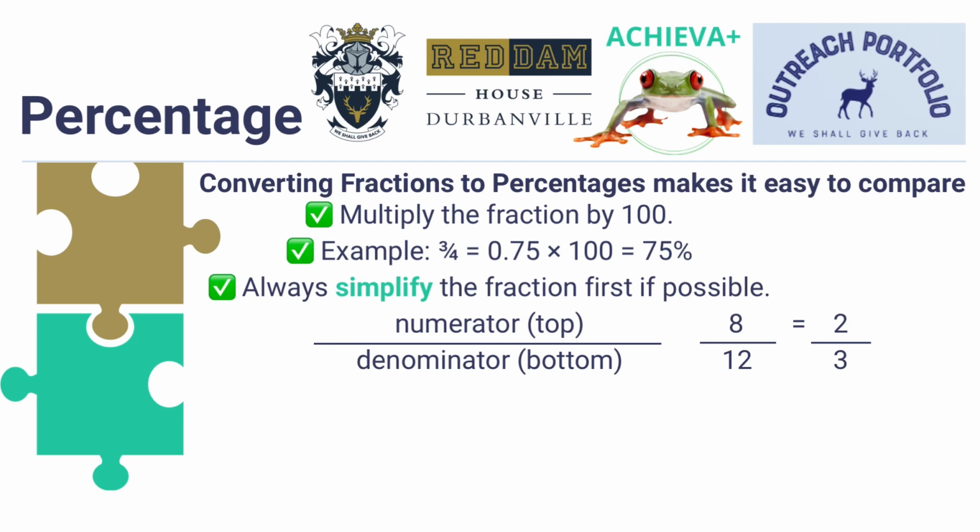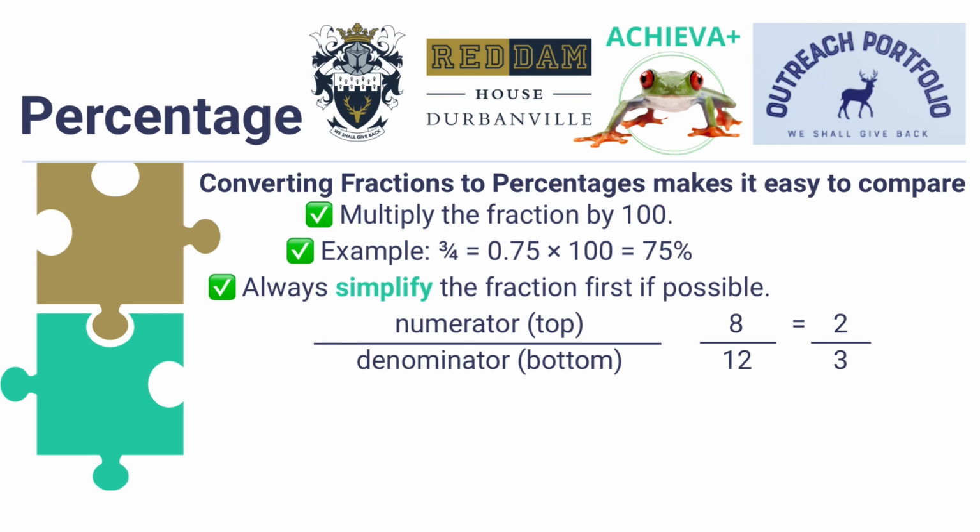Multiply the fraction by 100. Example, 3/4 is equal to 0.75 times 100, which is equal to 75%. Always simplify the fraction first if possible.